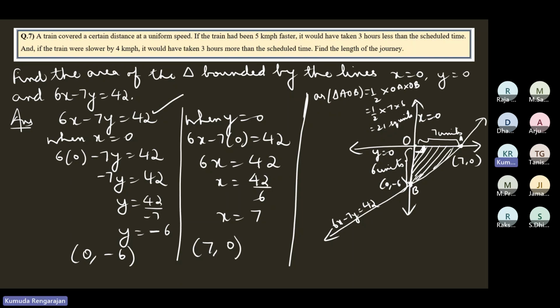So like this, you can find the area of the triangle without making the graph lines on a graph paper. You can just do a rough work and find the area of the triangle. This is how you do it.